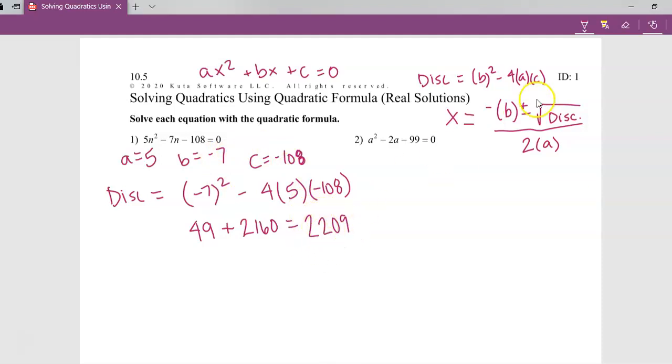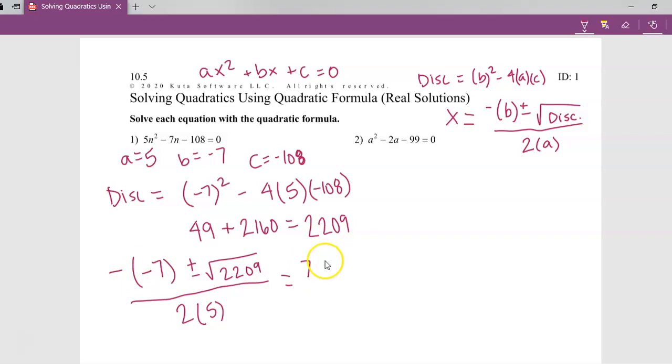Now we need to take our discriminant and plug it into this bigger formula. So negative b, and my b is negative 7, plus or minus the square root of that discriminant, all over 2 times a, and a is 5. Okay, so a negative 7 becomes a positive 7, plus or minus the square root of 2209. I'm going to put that in my calculator. So the square root of 2209 is equal to 47. So I have 47 over 2 times 5, which is equal to 10.